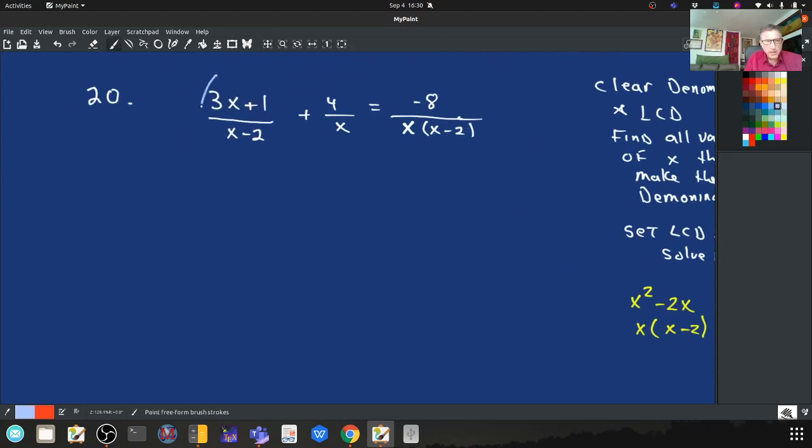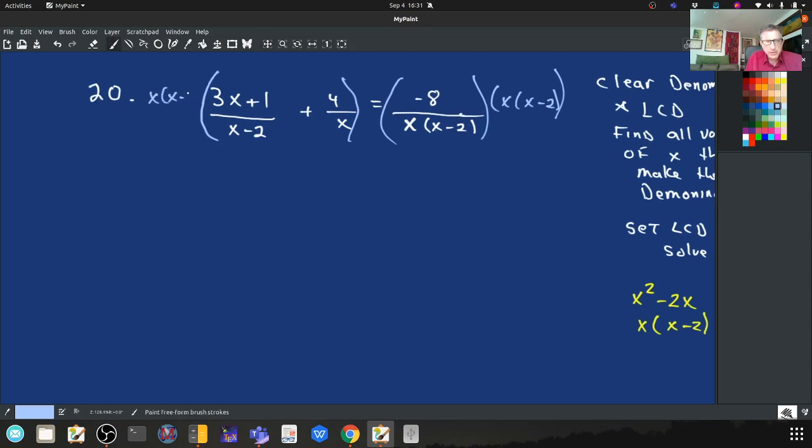So here we go. We enclose everything in parentheses, and we multiply both sides by the LCD, which is x times x minus 2. So x times x minus 2 divided by x minus 2 is just x. So again, using distribution, this is x times 3x plus 1. This is x times x minus 2 divided by x, so the x's cancel, but the x minus 2 factor doesn't. X minus 2 times 4. And over here, the numerator is the same as the denominator, I get minus 8.